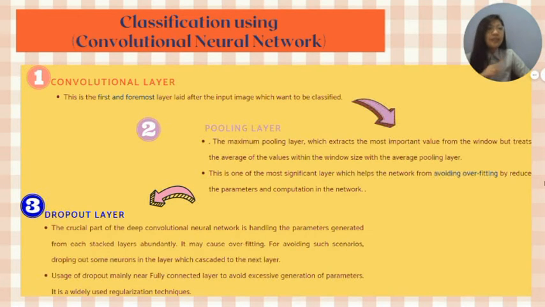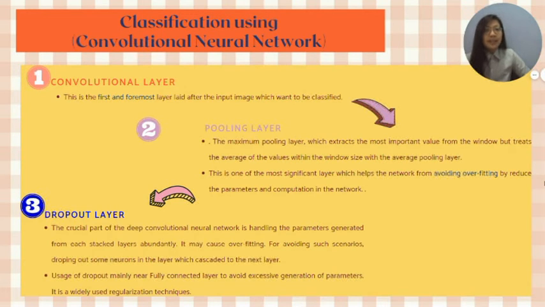And the second layer is the pooling layer. The maximum pooling layer extracts the most important value from the window, while the average pooling layer takes the average of the values within the window size. This is one of the most significant layers, which helps the network avoid overfitting by reducing the parameters and computation in the network.